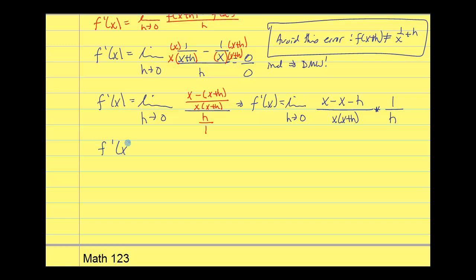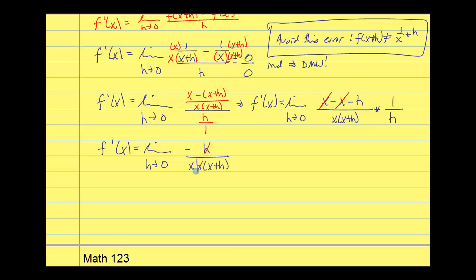So f prime of x equals the limit. Don't drop your functional notation for the derivative, and do not drop your limit notation. Notice that the x's cancel here. X minus x is 0. And I'm left with a negative h all over x times h times x plus h. Now I could have canceled right here if I wanted to, but I want to show you how this rewrites into the denominator, because it's pretty common to flip it right away and just stick it in with the denominator. So again, this h right here is now over here.